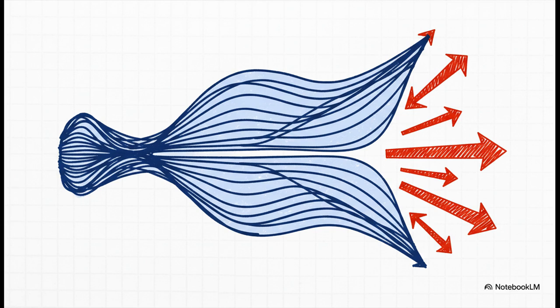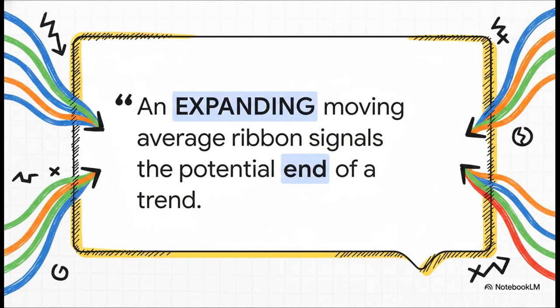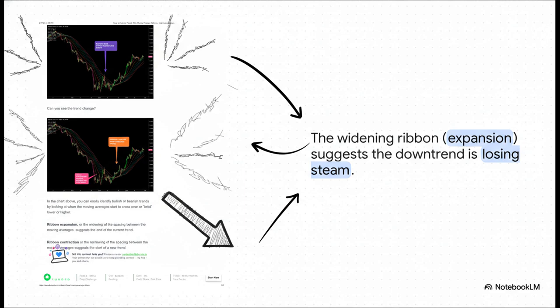All right, the very first signal to look for is something called expansion. This is when you see the lines of the ribbon start to fan out, getting wider and wider. So here's the key takeaway. When you see that ribbon expanding, with the lines moving farther apart, that's a warning sign. It's telling you that the trend might be getting a little tired, a little overextended, and that it could be nearing its end.